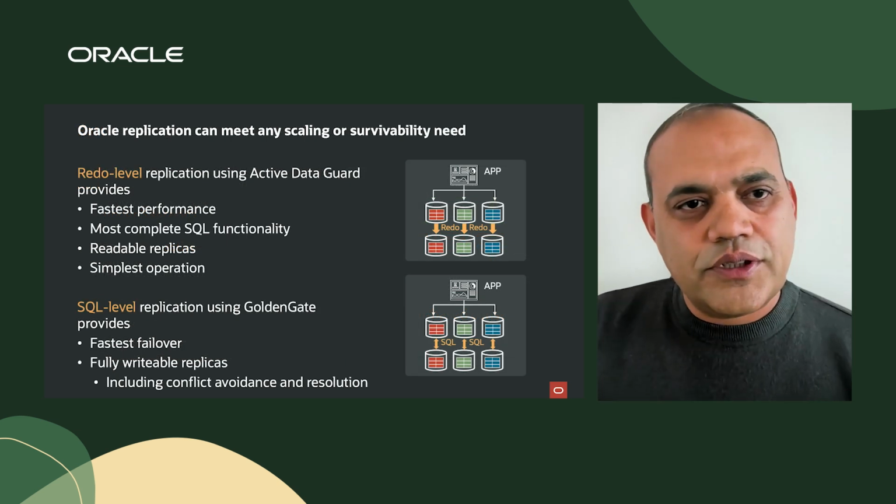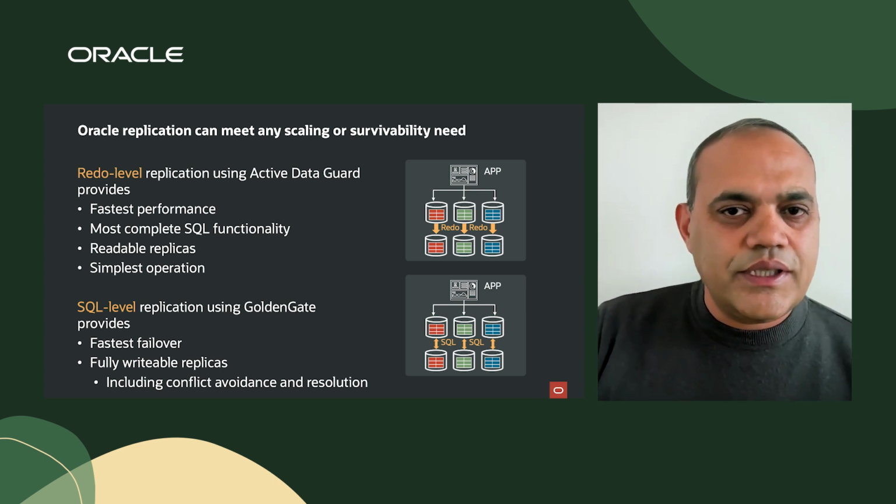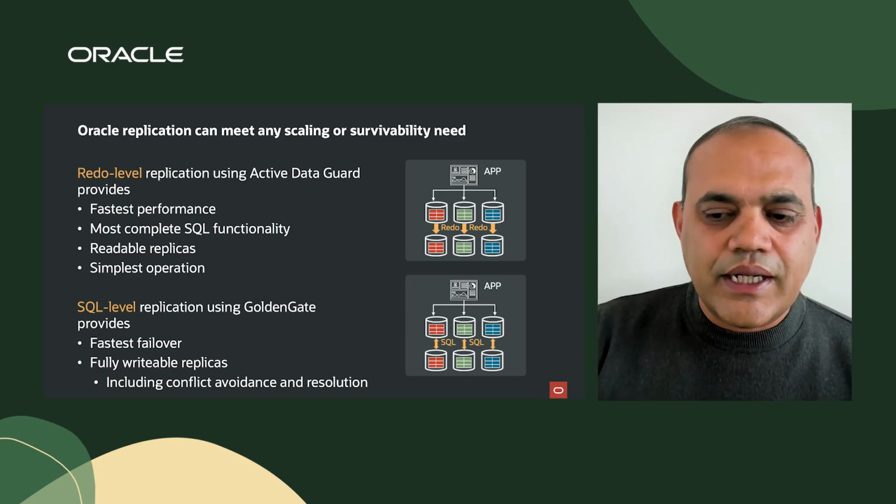Oracle also supports additional replication mechanisms like redo level replication using Active Data Guard. This provides fastest performance, most complete SQL functionality, readable replicas, and simplest operation. Oracle also supports SQL level replication using Oracle GoldenGate technology that provides fastest failover, fully writable replicas, including conflict avoidance and resolution.